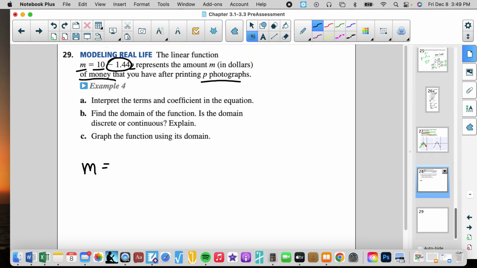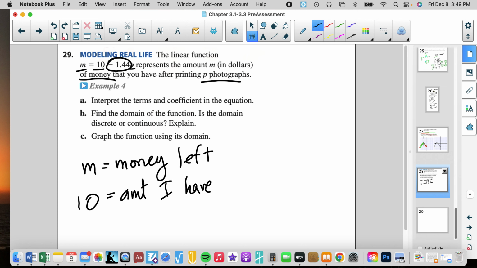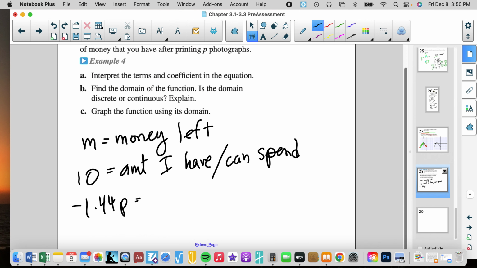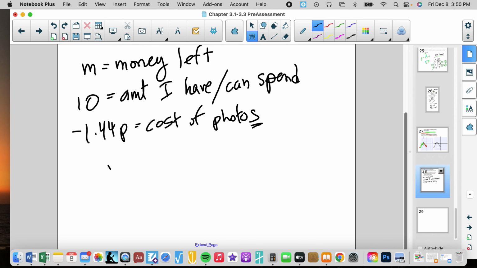So m is money left. 10 represents the amount I have, or can spend. Negative 1.44p represents the cost of my photographs, cost of photos. I don't know how many photos, because I have p photos, and p represents the number of photos.